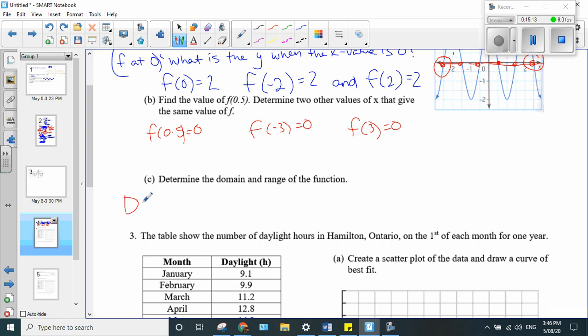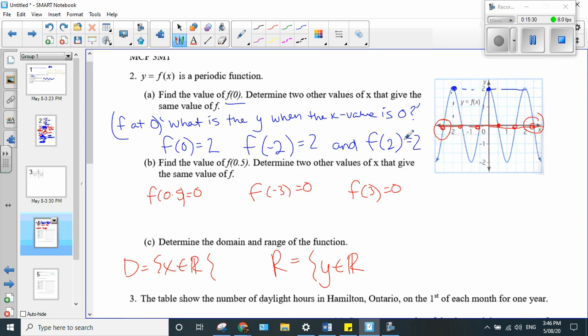Since it repeats, our domain is going to go on forever and ever, left and right. Our domain is just x ∈ ℝ, x is a member of the reals. It contains all x values. And range is not going to be just y ∈ ℝ, because it has to go up and come down. So it does have a maximum and a minimum for it to be periodic. So y is between our highest point and our lowest point, -2 and 2.